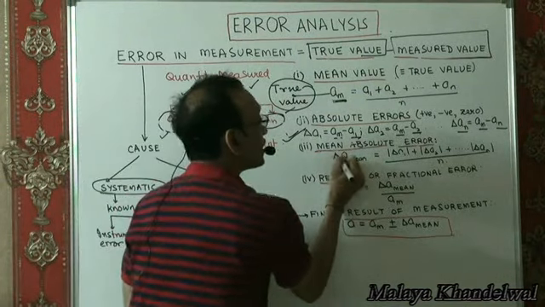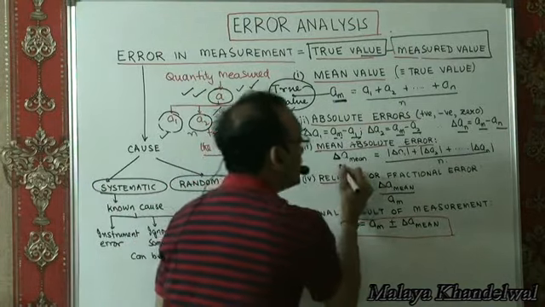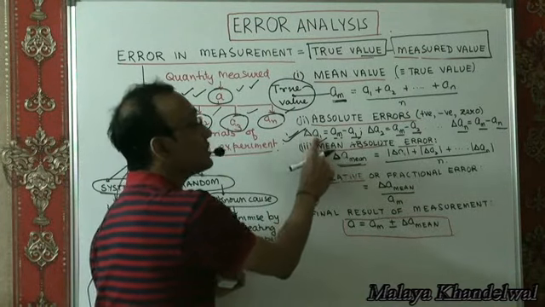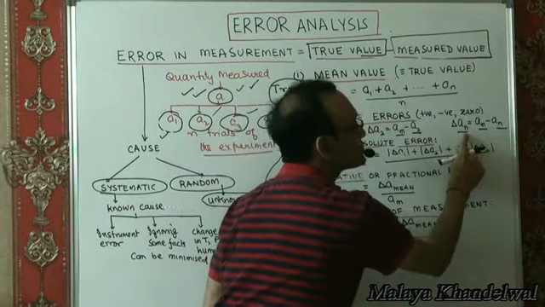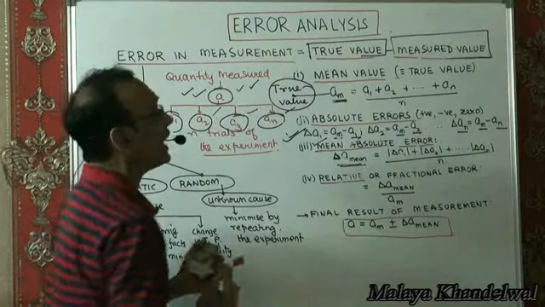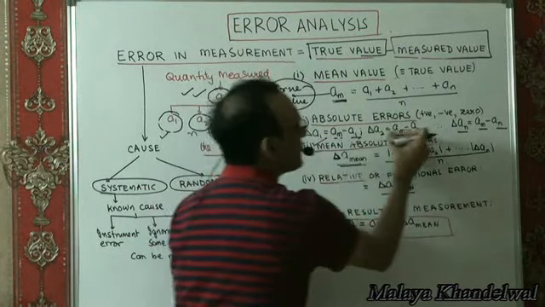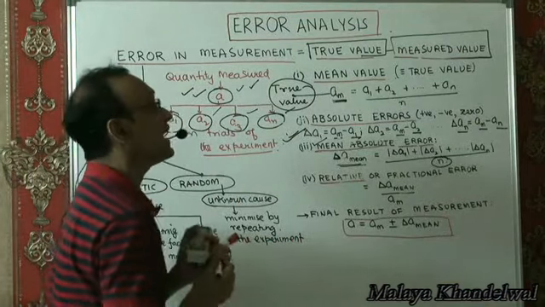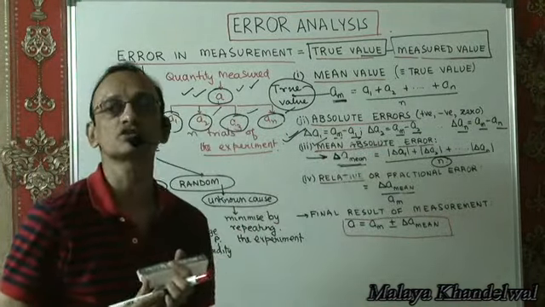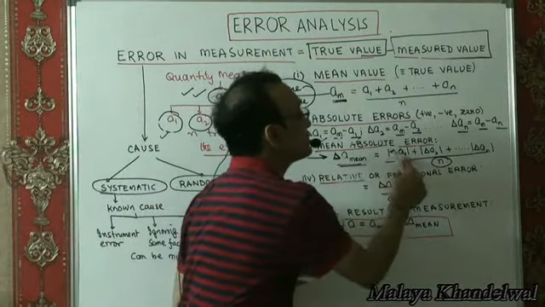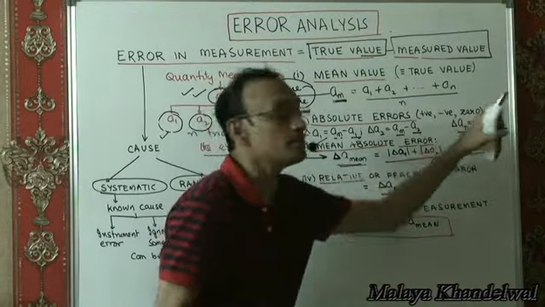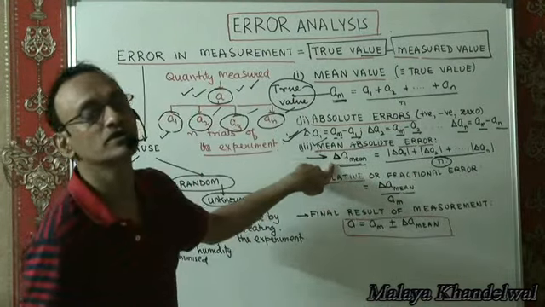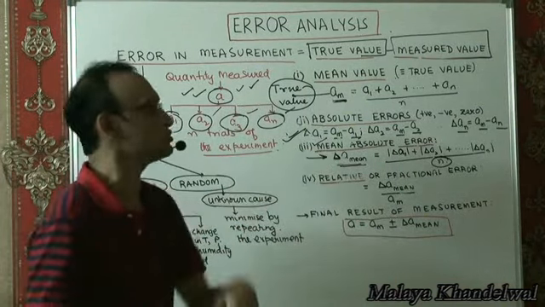Now, we define another quantity in this context, which is the mean absolute error. This is the absolute error, positive or negative, in the first trial. This is the absolute error in the second trial. This is the absolute error in the nth trial. And we take the magnitude of all of these absolute errors, and then divide by the number of trials. That quantity is called the mean absolute error: the average of the magnitude of the absolute errors.